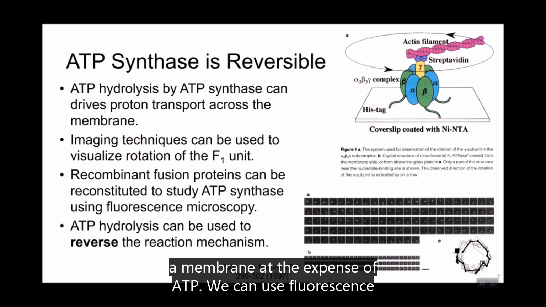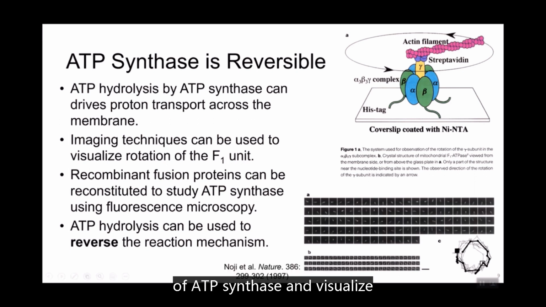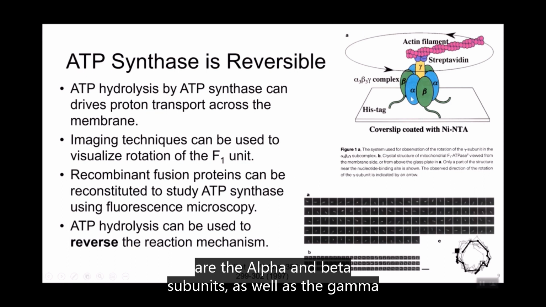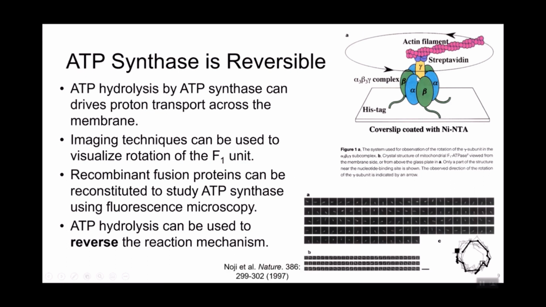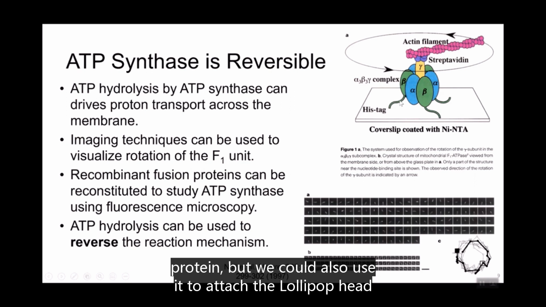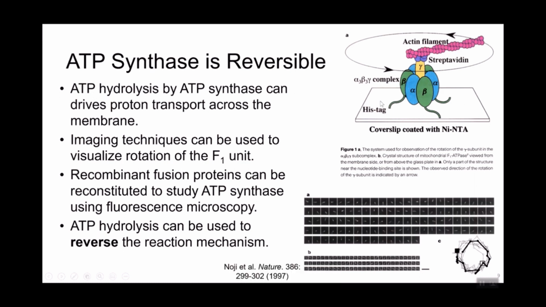We can use fluorescence microscopy and recombinant fusion proteins to purify parts of ATP synthase and visualize this rotation. The core subunits that we would need are the alpha and beta subunits, as well as the gamma subunit. We can also use a His tag for purification, so make a fusion protein, but we could also use it to attach the lollipop head to a cover slip to be used with a microscope slide.